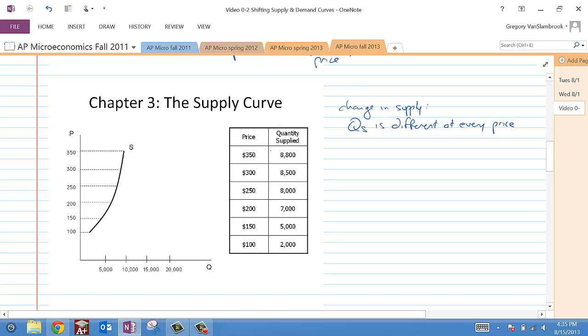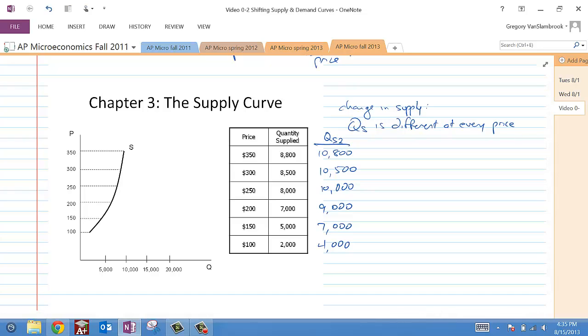In other words, at a price of 350, maybe instead of 8,800 being supplied, you'd have 10,800 being supplied. Call this QS2. And I'll just go ahead and add, let's do 2,000 to each of these. 10,500, 10,000, 9,000. In real life, it's not necessary that you'd have the same increase in quantity supplied at every price. I'm just doing that to make it simple. Usually you're just given this information. It's not something you usually have to calculate or come up with.